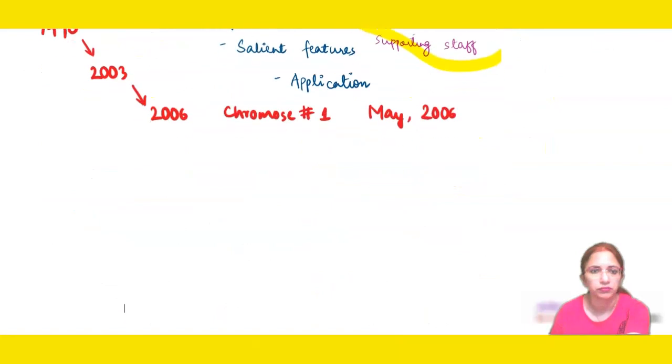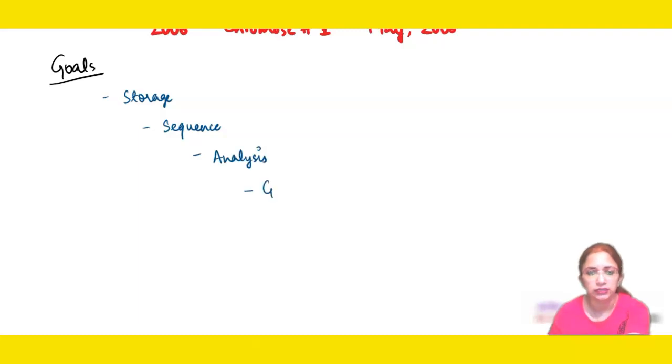Okay, so put a next heading, that is goals. There are important goals for it, like storage, sequence, analysis, genes, and ELSI. We will discuss it one by one.